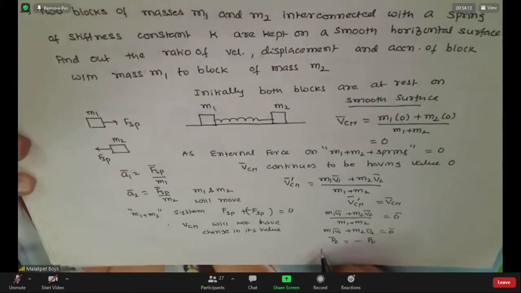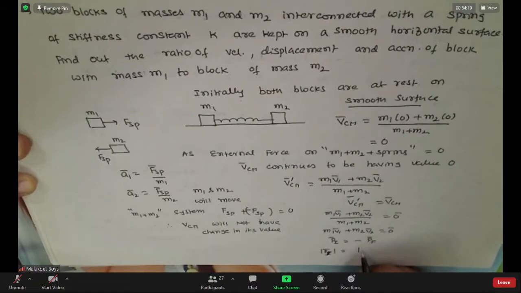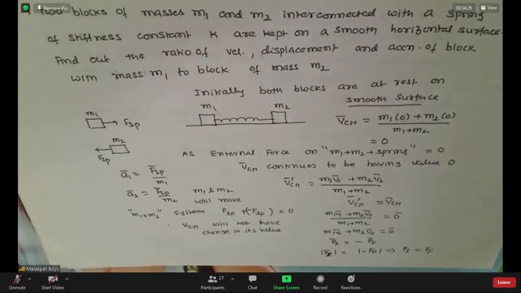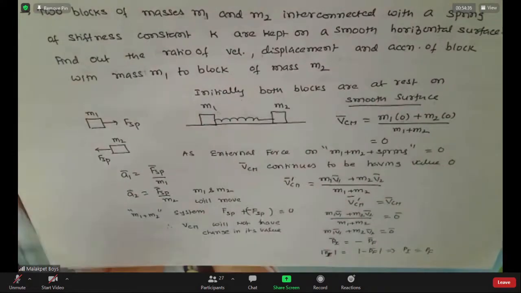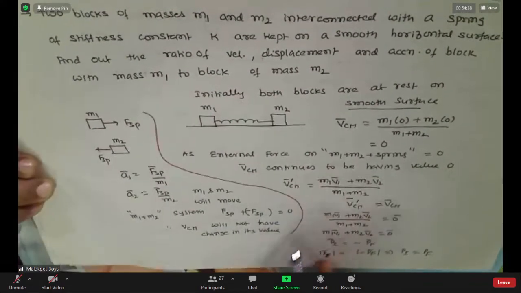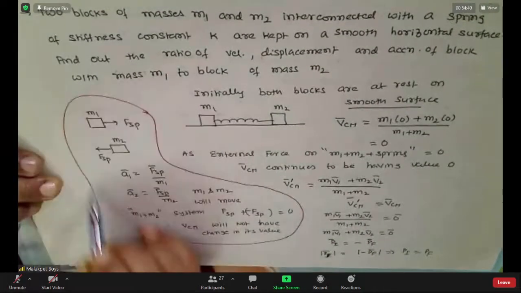That means initial momentum magnitude equals final momentum magnitude. So initial momentum equals final momentum. Understood this? Understood, sir. So it means individual particles may be moving, but the center of mass of the system need not move.